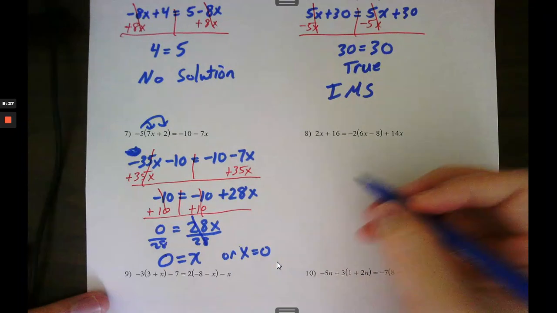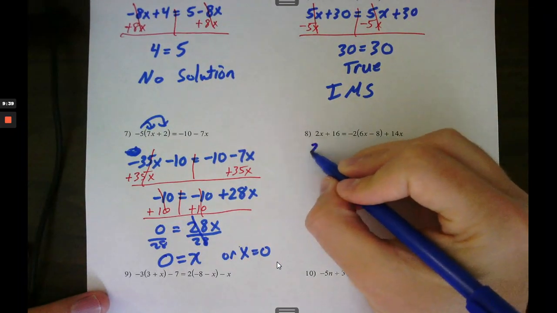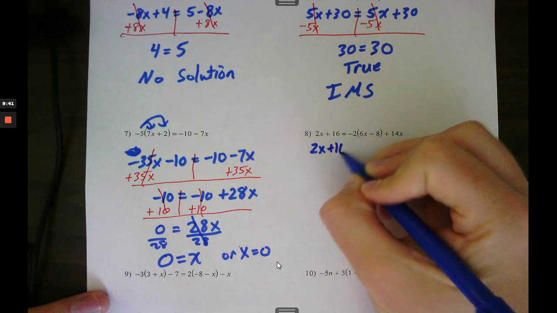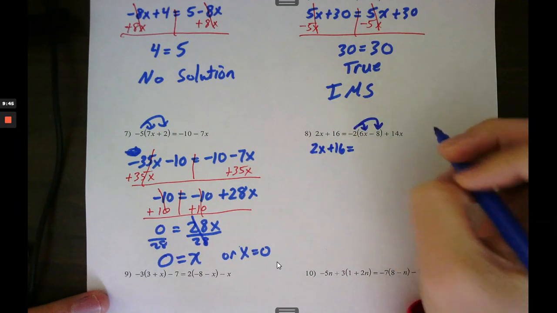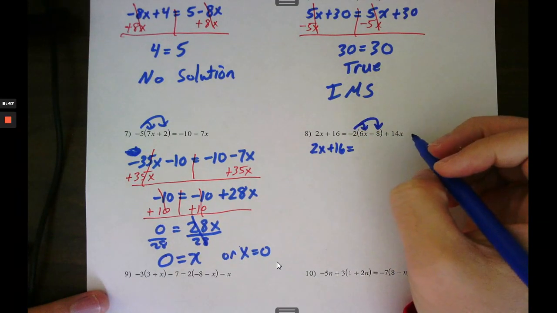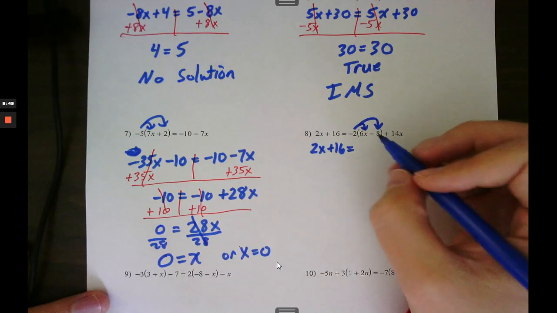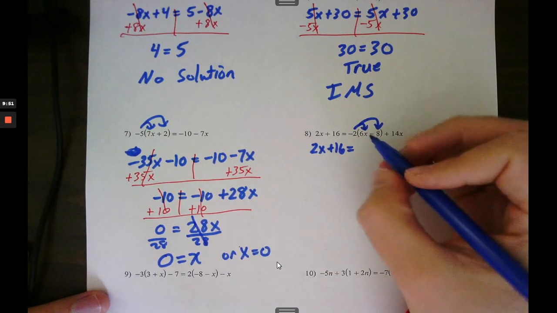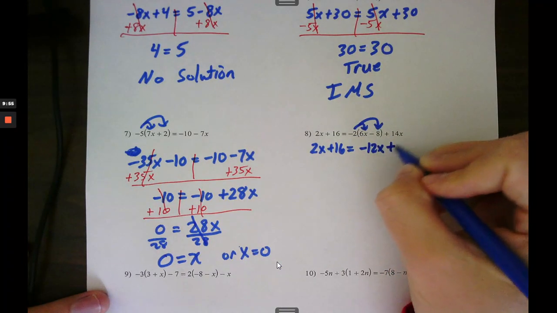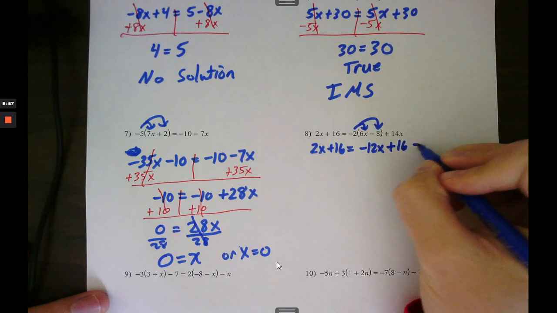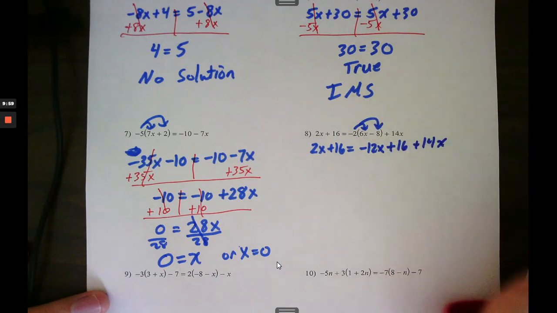All right, moving on to 8. Not going to do anything on this left side, but on this right side I have distributive property and then this additional term. So we're going to have two steps here to simplify this right side. The first one is to distribute. So that's negative 12x, and then negative 2 times negative 8 is positive 16, and then plus 14x.